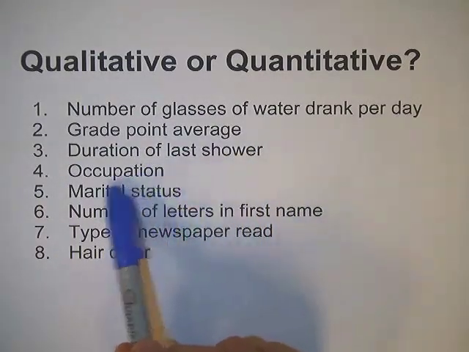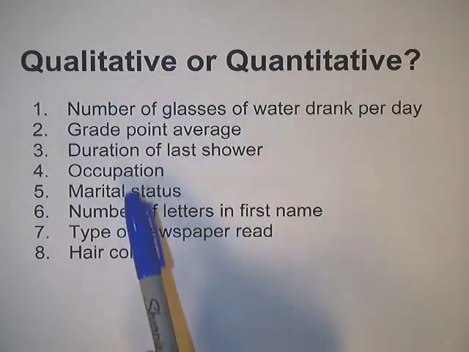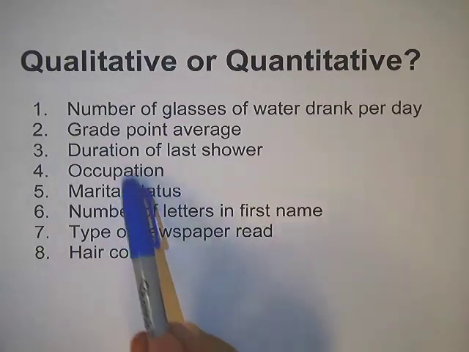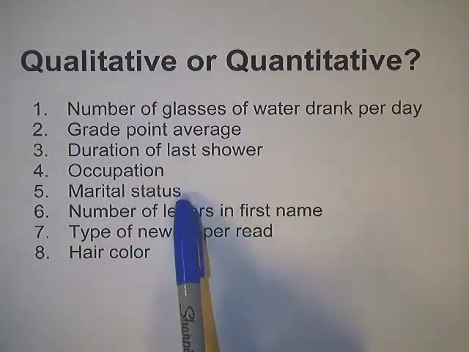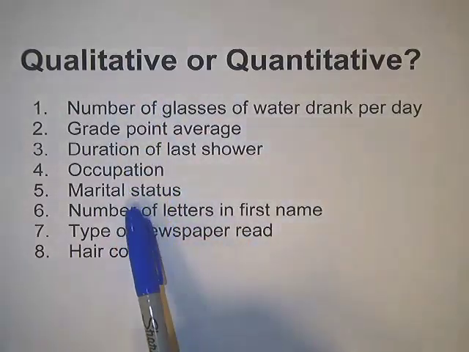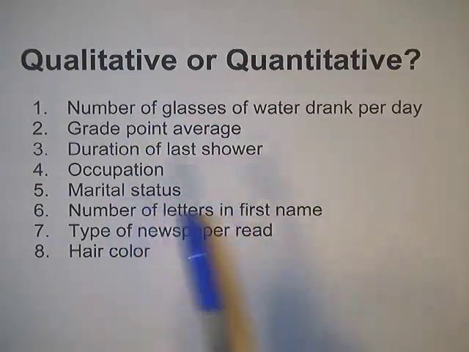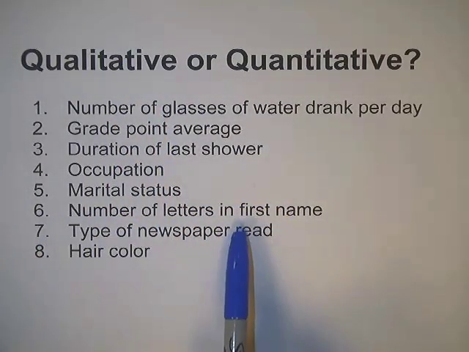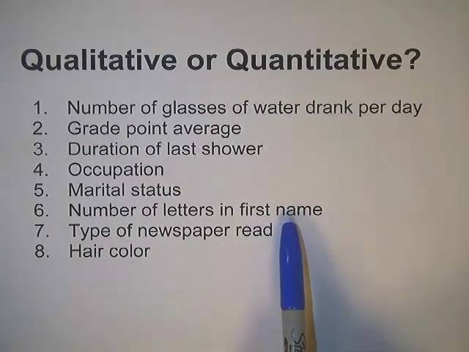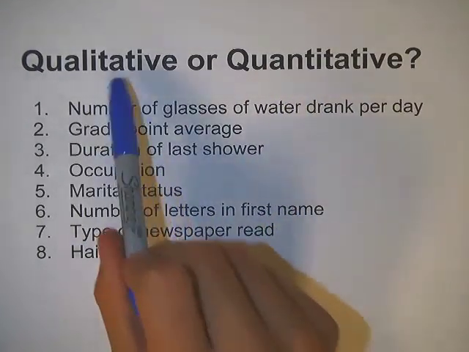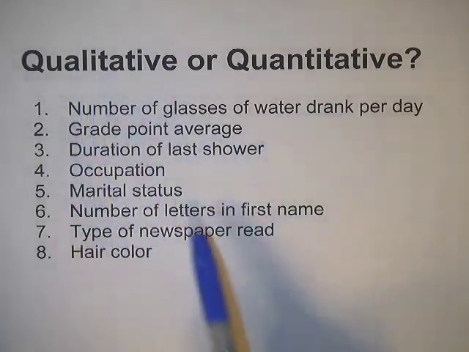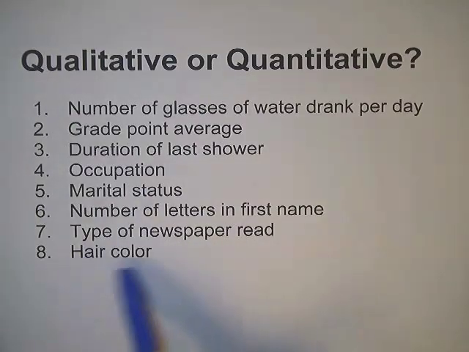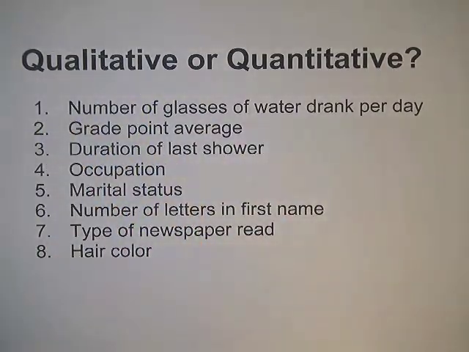Occupation. Occupation now is going to be qualitative. An occupation is a quality about someone that can be broken up into different categories. Marital status again is going to be qualitative. It could be married, could be single, could be divorced. Those all represent qualities of someone. Number of letters in the first name. That's quantitative. It's how many letters. A type of newspaper read. That is going to be qualitative. The quality could be broken down into the different types of newspapers. Hair color is also qualitative.